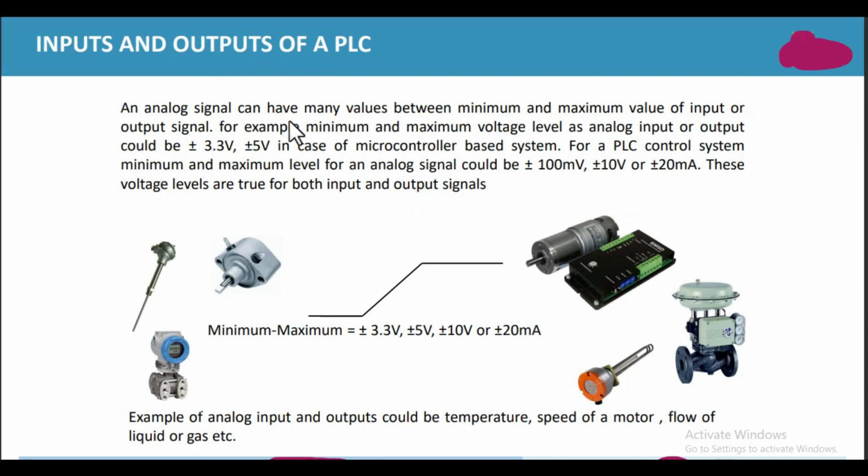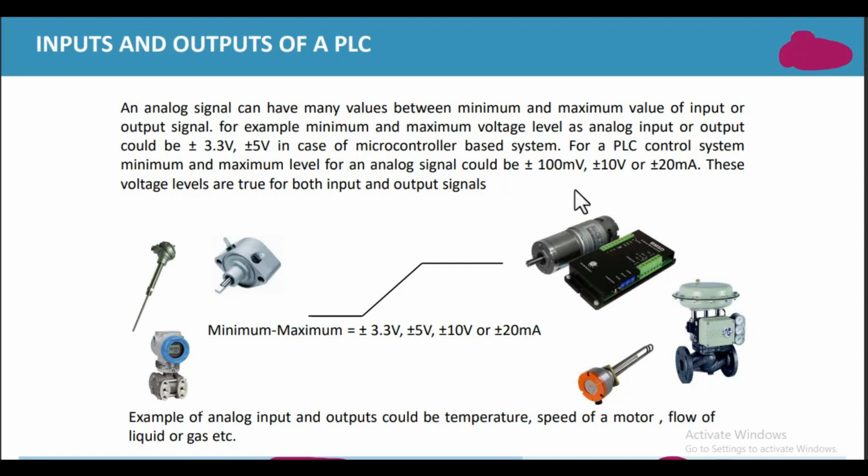An analog signal can have many values between the minimum and maximum values of the input or output signal. For example, minimum and maximum voltage levels as analog input or output could be plus minus 3.3 volt DC or plus minus 5 volt DC in the case of a microcontroller based system. For a PLC control system, minimum and maximum levels for an analog signal could be plus minus 100 millivolt, plus minus 10 volt, or plus minus 20 milliampere. These levels are true for both input and output signals.